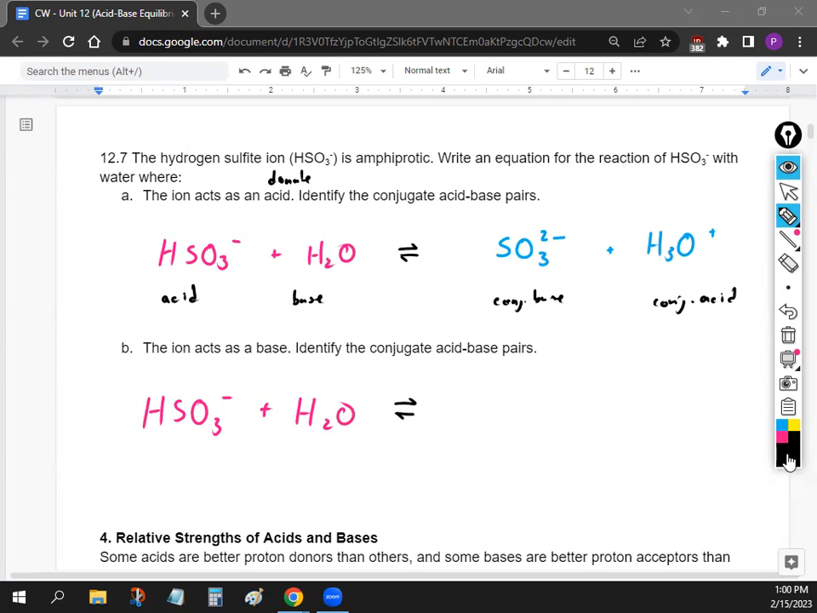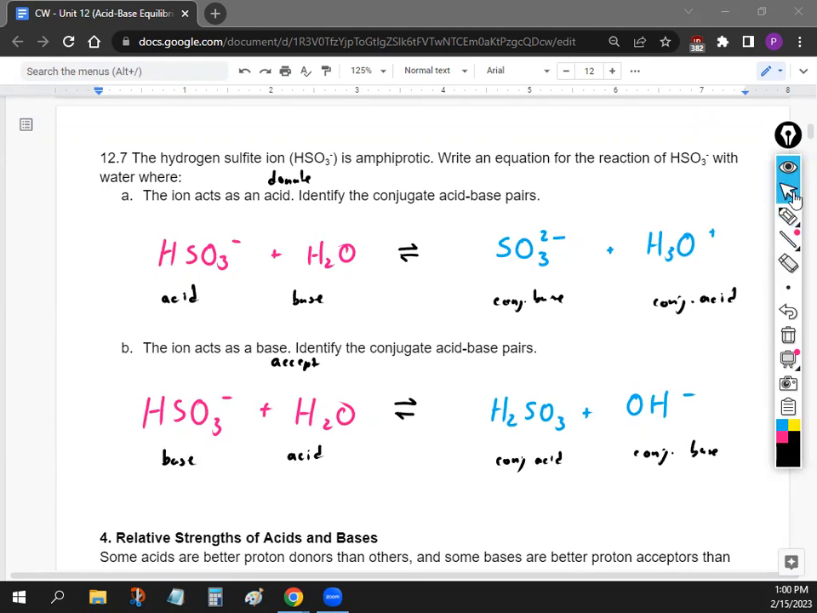All right. That makes this next one really easy. The base is going to accept an H plus, which means that on the right side of the arrow, we'll have H2SO3 plus OH minus, where this is going to be the base. Water acts as your acid. You've got your conjugate acid, and you've got your conjugate base.